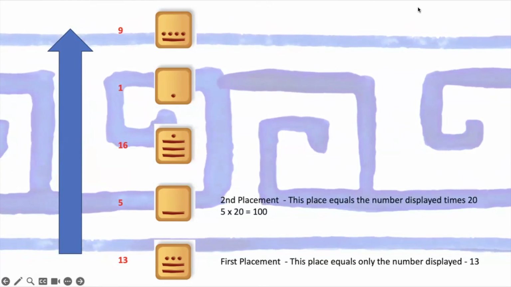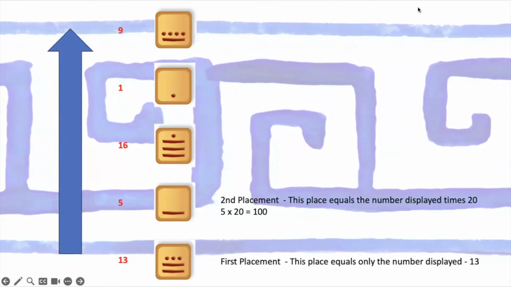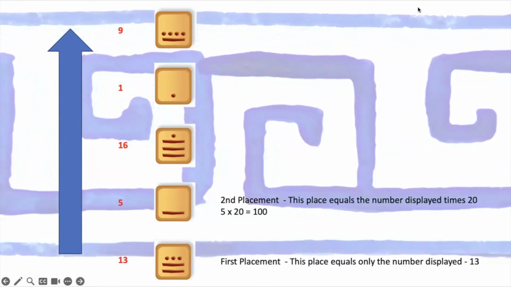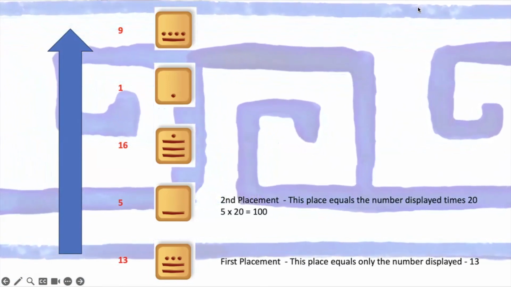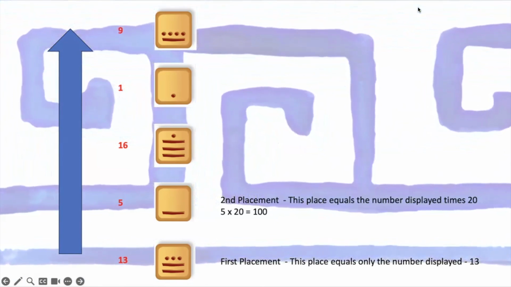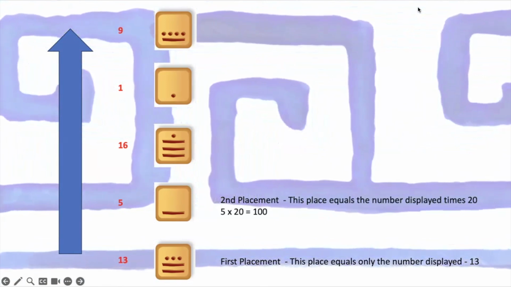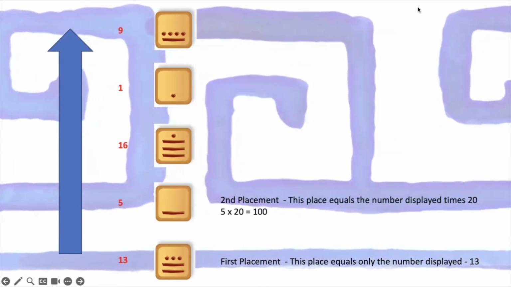However, in the next level, the vigesimal system comes into play. You multiply each level by various degrees of 20. So in the second level, you take the number displayed and you times it by 20. So in this case, it would be 5 times 20, which equals 100.